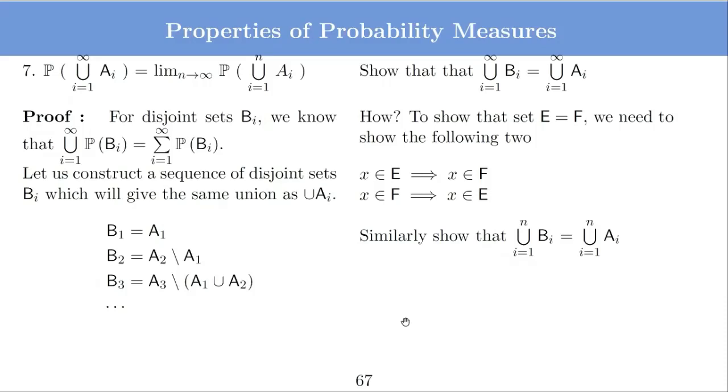So this means B1 is made from the elements of A1, B2 is made from elements of A2 after removing the elements of A1. Similarly, B3 is made from elements of A3 after removing the elements which are either in A1 or A2. Okay, so if you write like this, you can show that these are disjoint. Let's take B3, which has elements which are in A3 but not in A1 and A2. Okay, and if you take its intersection with B2, B2 only has elements which are in A2 minus A1. Okay, so B3 and B2 will be disjoint.